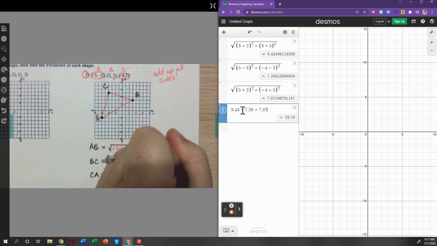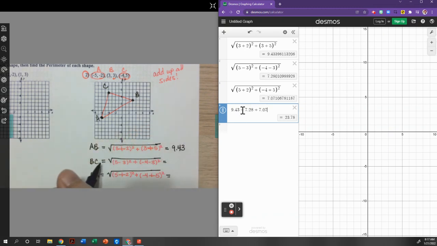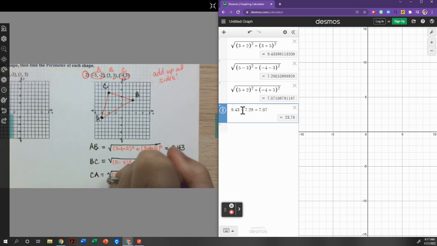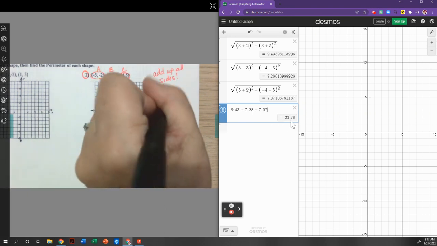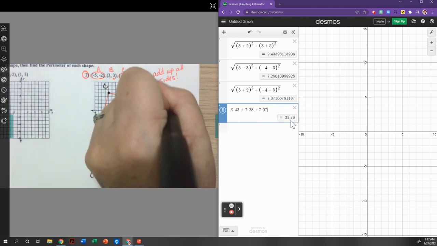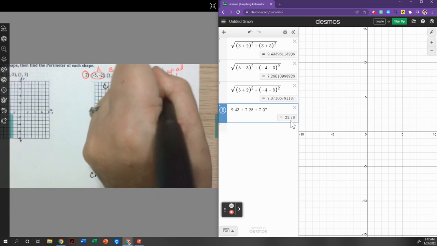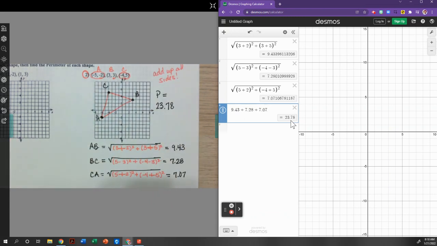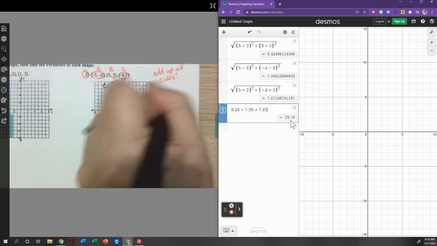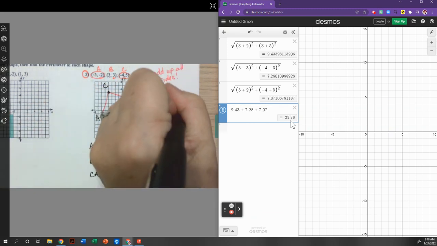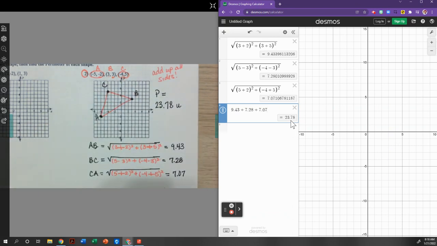So AB was 9.43, BC was 7.28, and CA was 7.07. I added those all up in line number 4, and I got 23.78 as my perimeter. Because nothing's labeled miles, inches, centimeters, or kilometers, we're just going to say 23.78 units. So we just use a U for that.